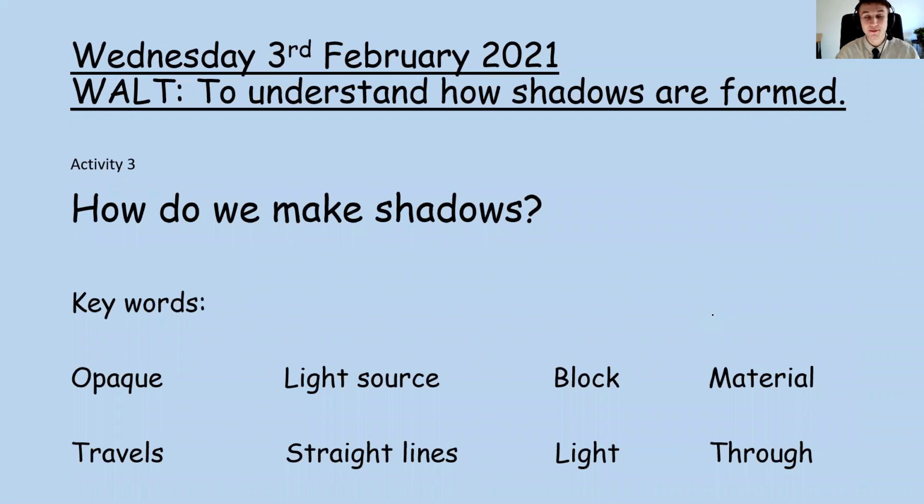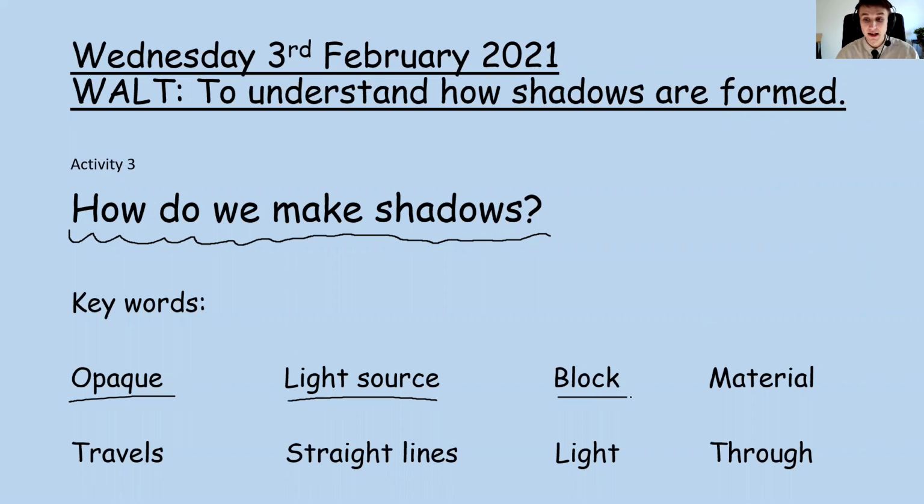And activity number 3, you do need to answer in your book. You need to write down the question: how do we make shadows? And then underneath, just write me a couple of sentences to explain how we make shadows. Think about what I've just talked about, using all these keywords. So think about opaque, light source, block, material, travels, straight lines, light, and through. Those are all words which are going to come in really handy in your explanation of how shadows are made.